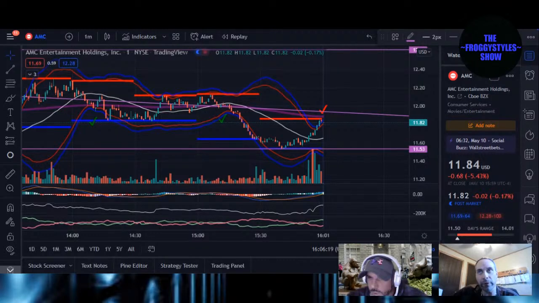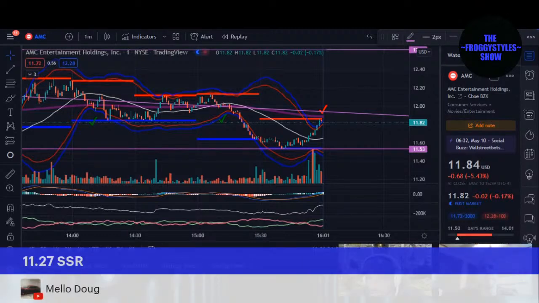$11.27 would have been SSR, says Mellow Doug. Yeah, I'm kind of glad we never hit it, but I don't think SSR really matters anymore because the market maker has all kinds of tricks that they can do to override it because they get those exceptions.